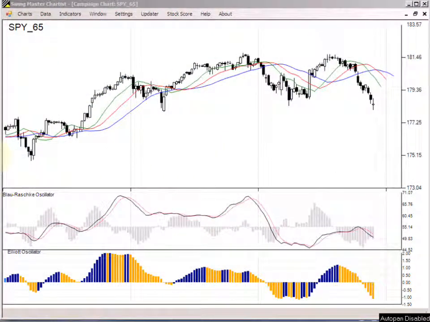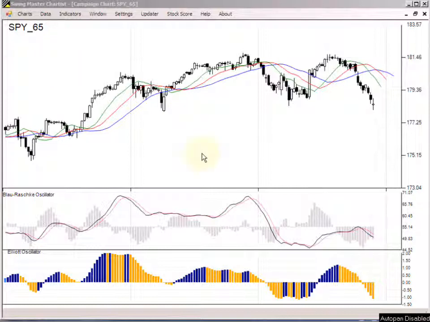This is a brief follow-up to the SPY short trade that we initiated yesterday on the 65-minute chart. Because it's a counter trend trade, we went to a very short time frame. 65 minutes is probably the lowest time frame you can go and not be watching the market every minute. But I want to demonstrate two things.